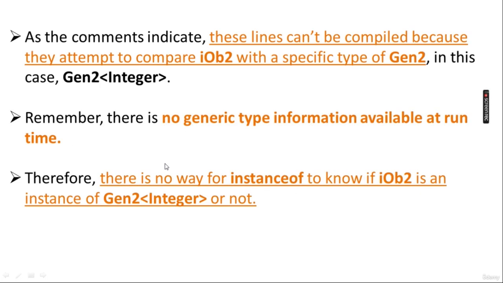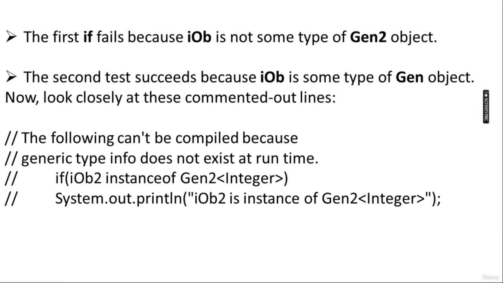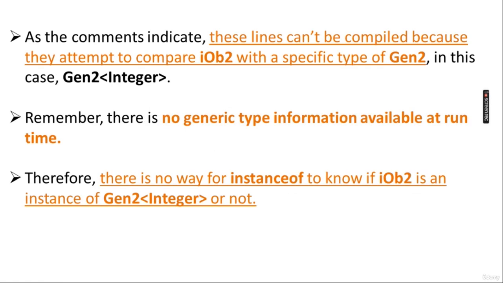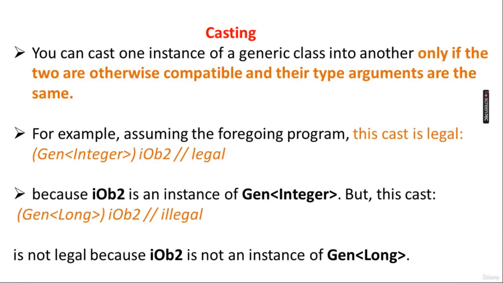As the comments indicate, these lines cannot compile because they attempt to compare iObject2 with a specific type of Generic2, in this case Generic2<Integer>. Okay, so Generic2 of Integer or Float or Double, whatever type, we don't know about at compile time. We know about it at runtime. So for that purpose, it will give you an error at compile time. There is no generic type information available at runtime. Okay. There is no way for instanceof to know if iObject is an instance of type Generic2<Integer> or not. Now we will see casting.